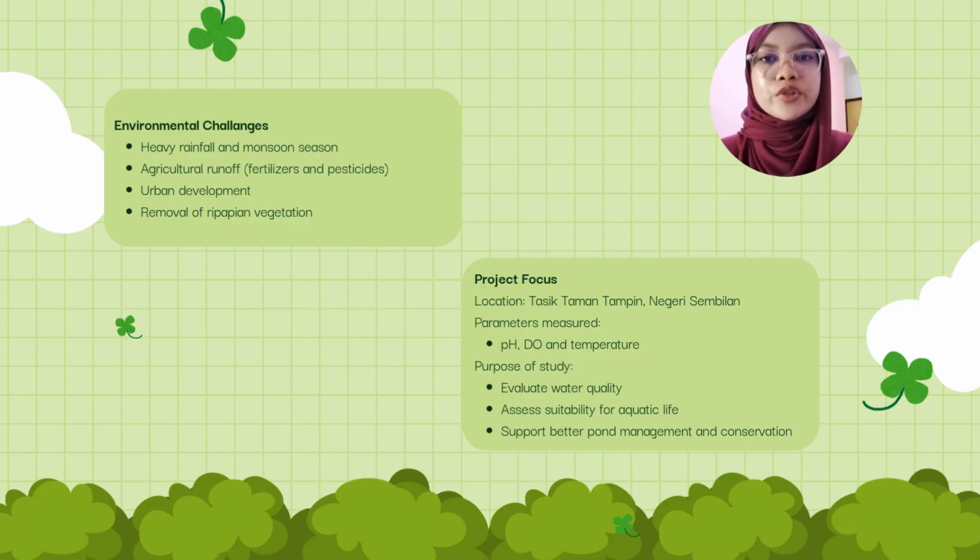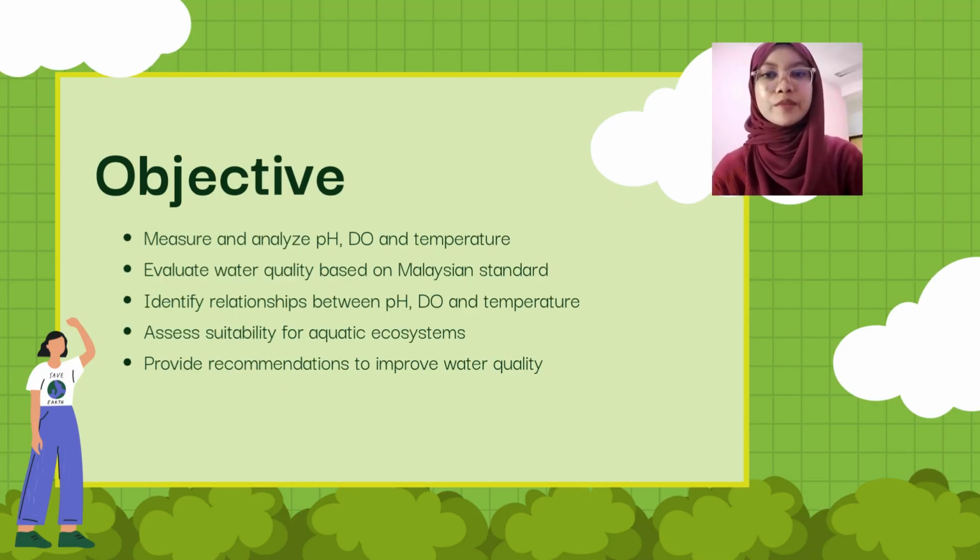So for our mini project, we will be focusing on measuring the pH, DO, and temperature of pond water in Tasik Tampin, Negeri Sembilan. The aim is to evaluate the current water quality and assess its suitability for supporting aquatic organisms. The objective of this mini project is to measure and analyze pH, DO, and temperature, evaluate water quality based on Malaysian standards, identify the relationship between pH, DO, and temperature, assess suitability for the aquatic ecosystem, and provide recommendations to improve water quality.